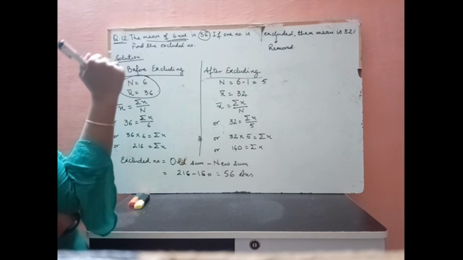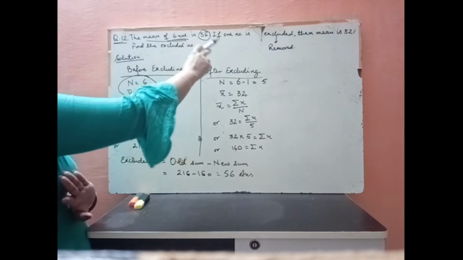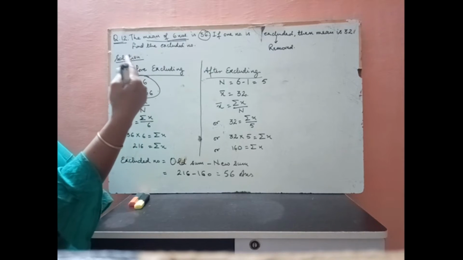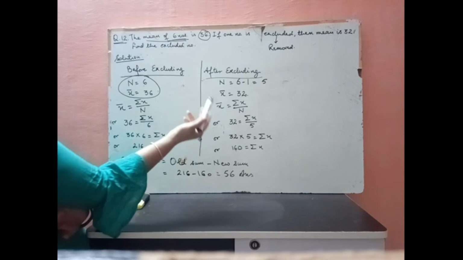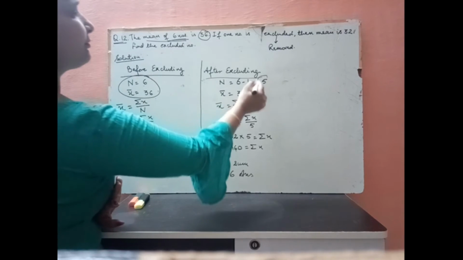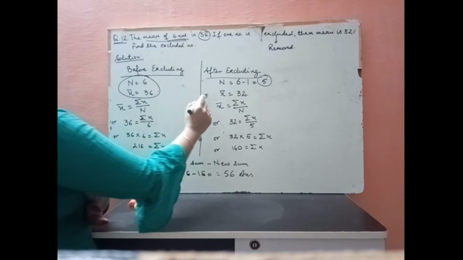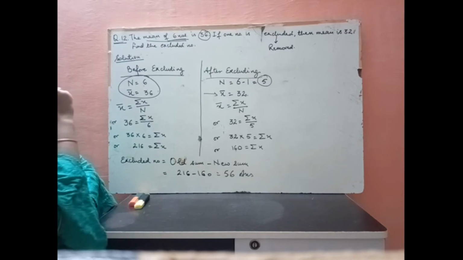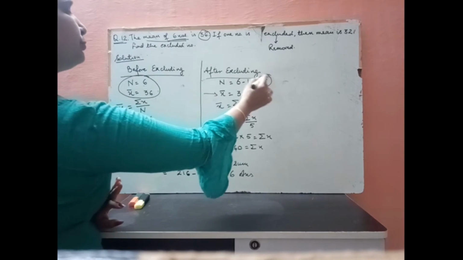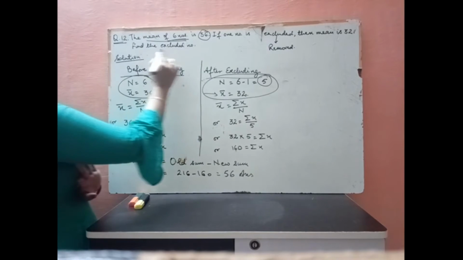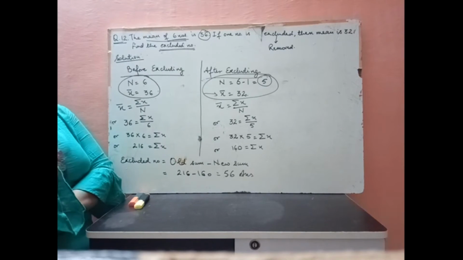When we have removed the number from here, after removing one number, 6 numbers were there and we have removed one number. So how many observations are left? We are left with 5 observations and the mean is 32. We will say x bar is equal to 32. So we have 2 more values on this side. What do we have to find? We have to find the excluded number.